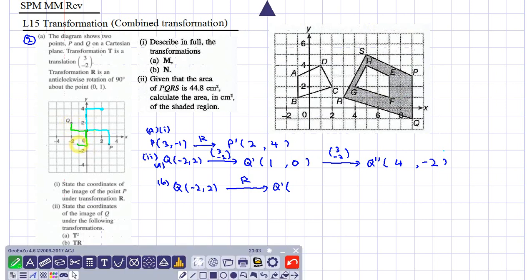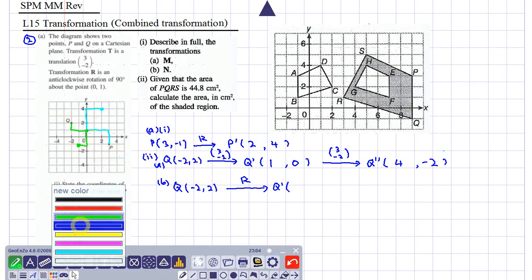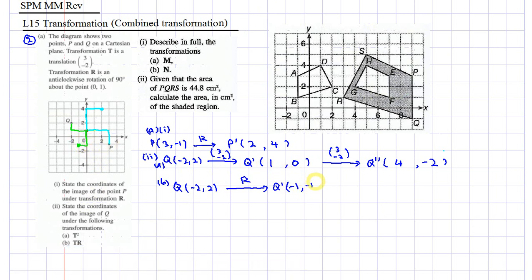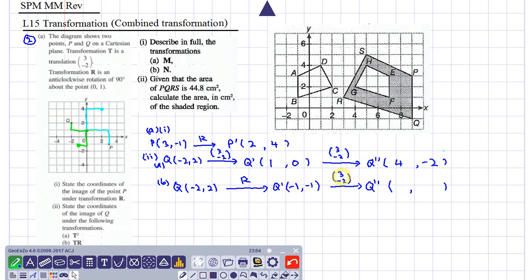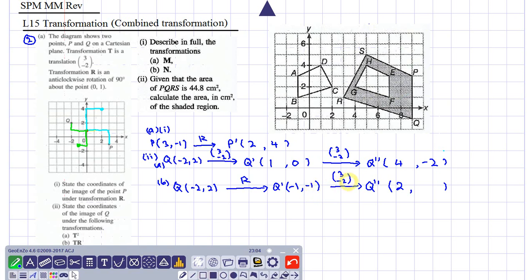Okay, 2, 1, 2, 1. Okay, this will be the center. Sorry, this will be the image. Okay, it's -1, -1. Followed by translation. Okay, this will be an easy one. -1 plus 3, you get 2. -1, -2, you get -3. Okay, so this will be the coordinate for the final image.